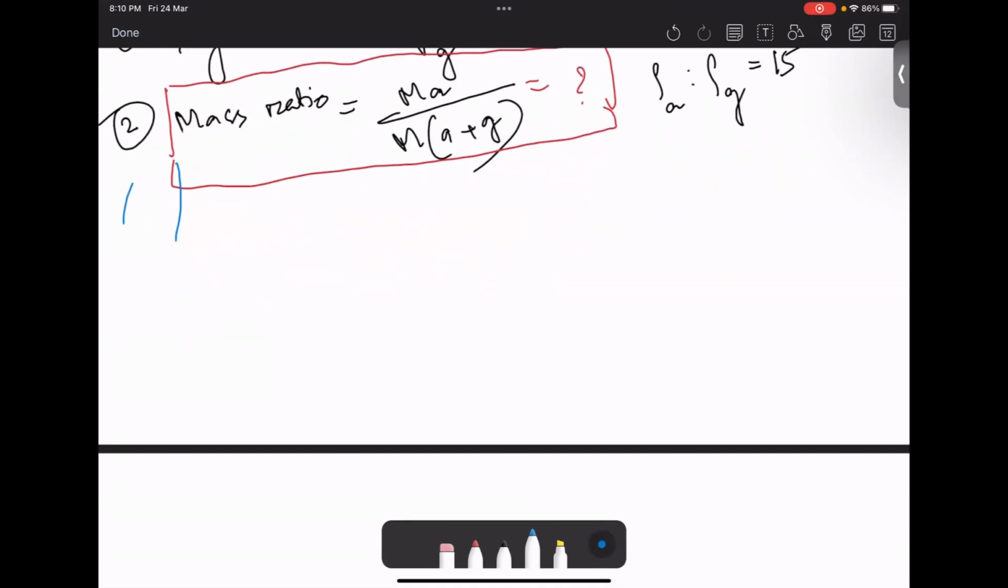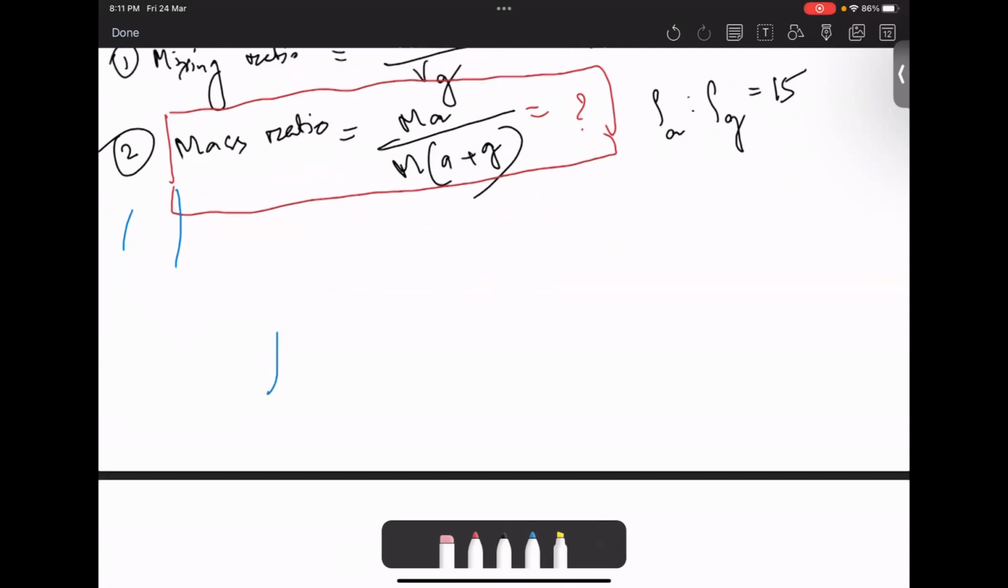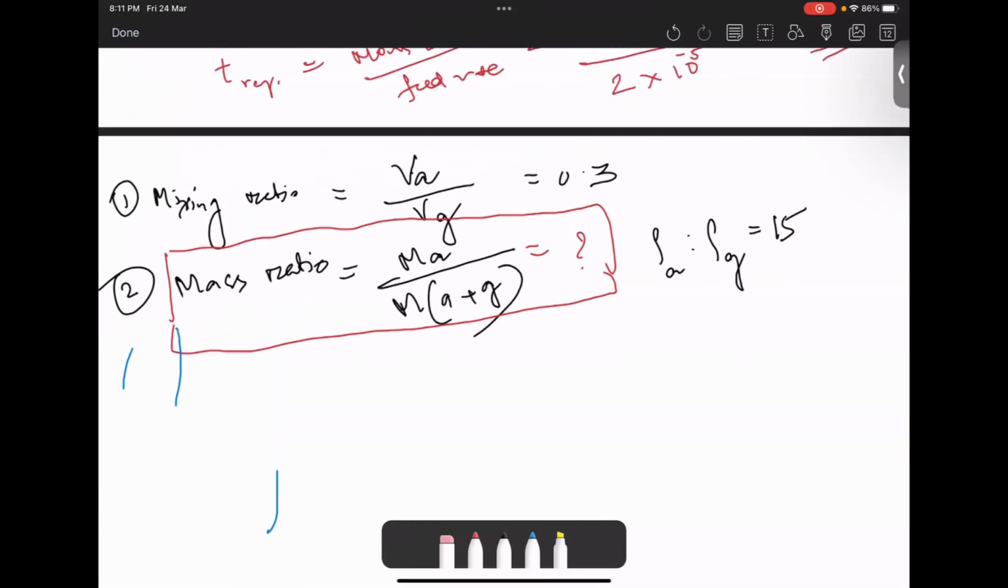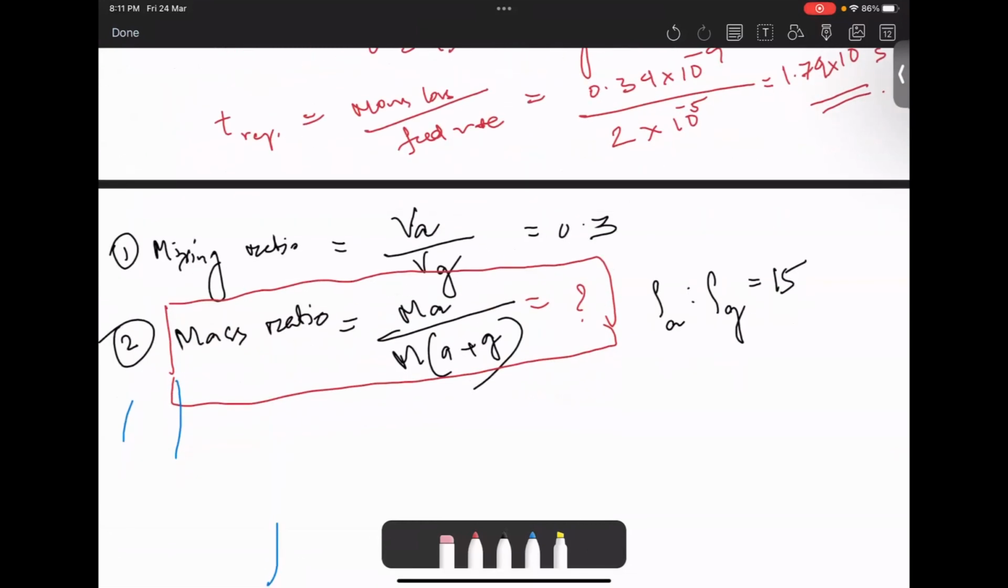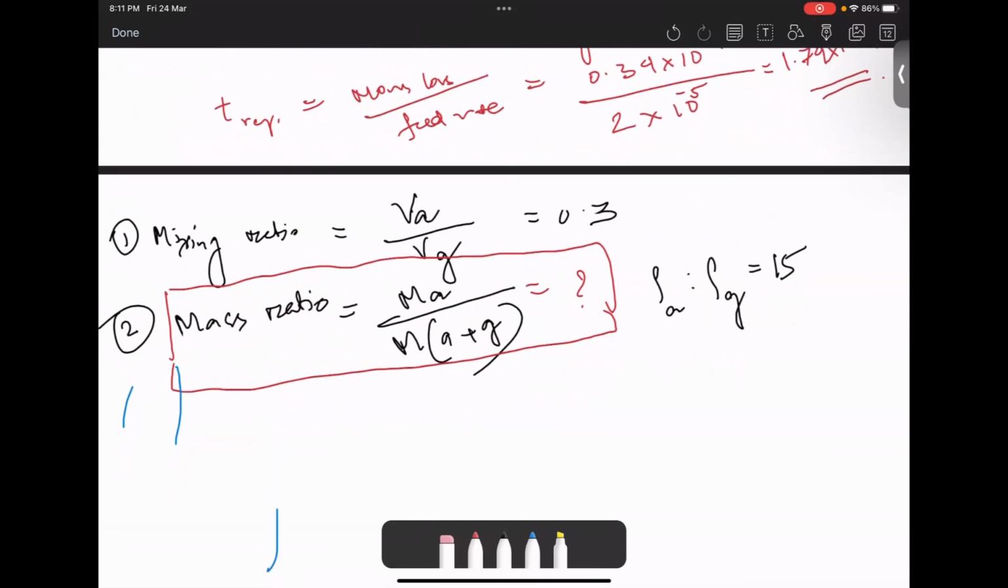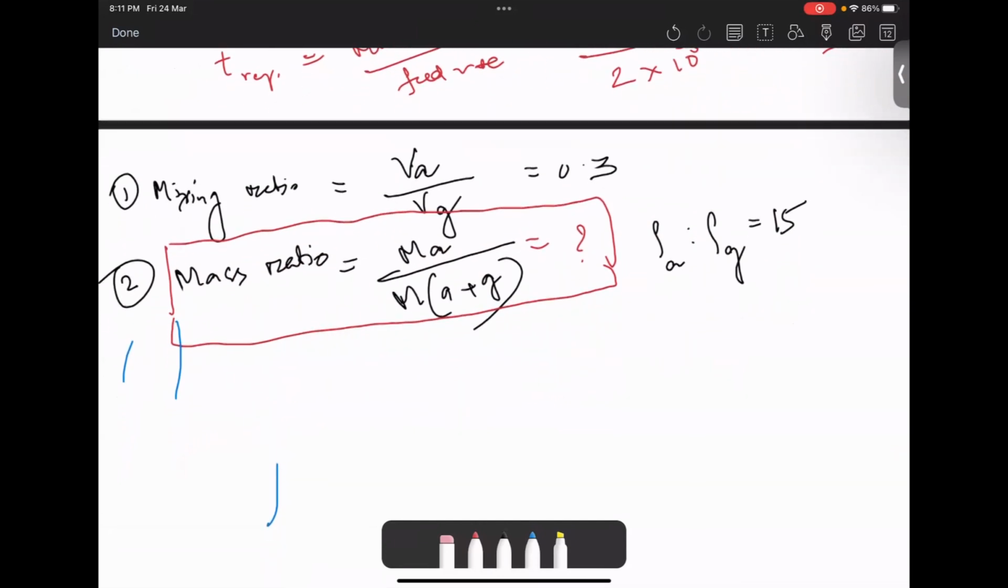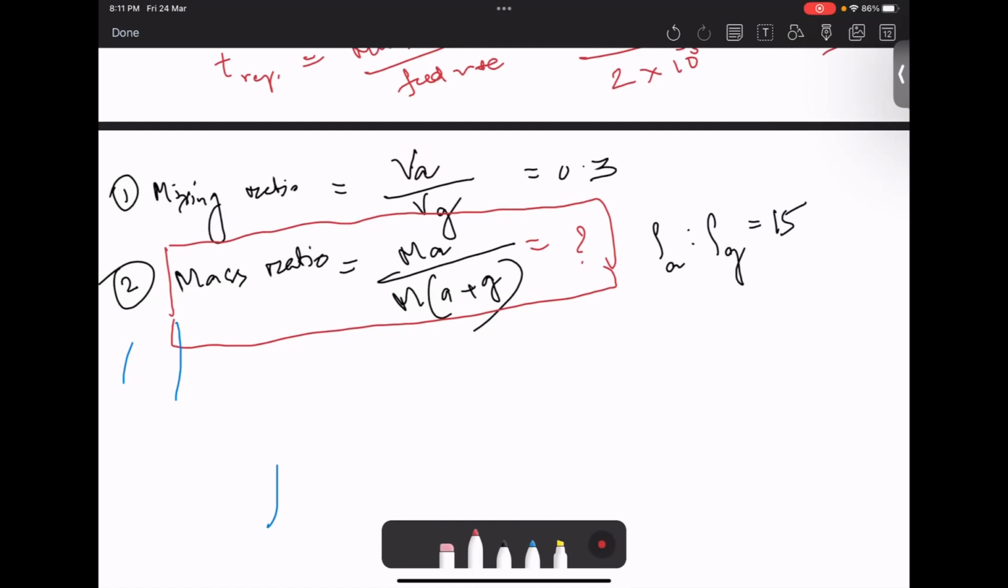So you have been given the mixing ratio to be 0.3 and the mass ratio has to be found out. The density of abrasives to carrier gas is 15. Now you see that the mass ratio is given by the mass of abrasives to the total mass of abrasives plus carrier gas. Now just rewrite these in terms of volume and density.